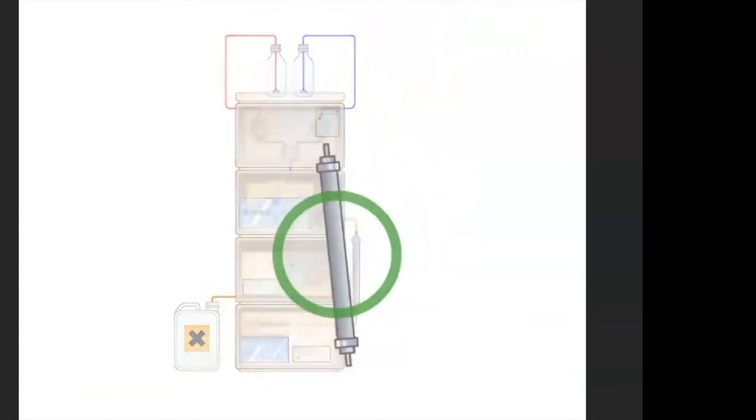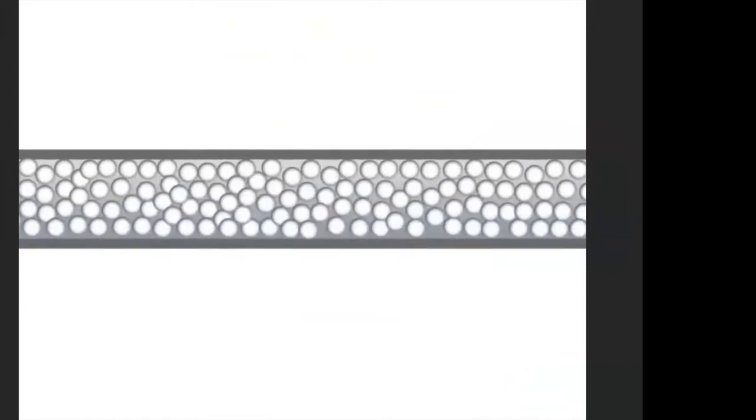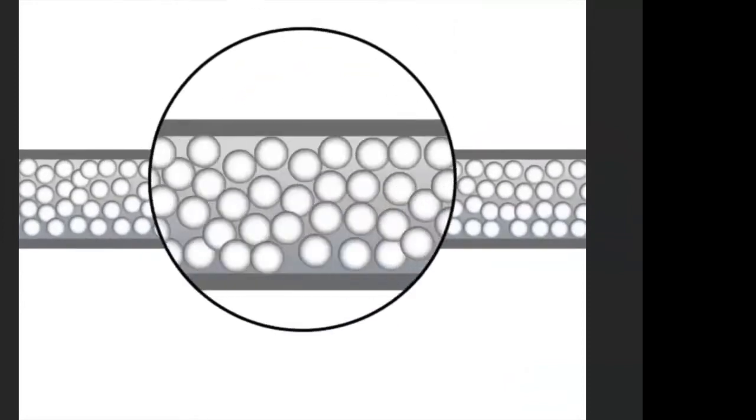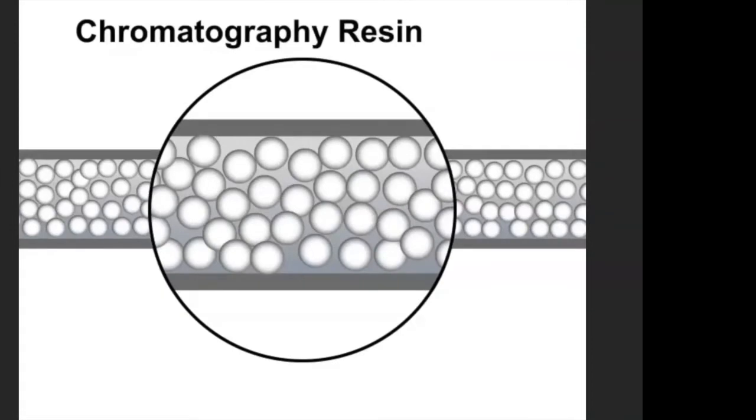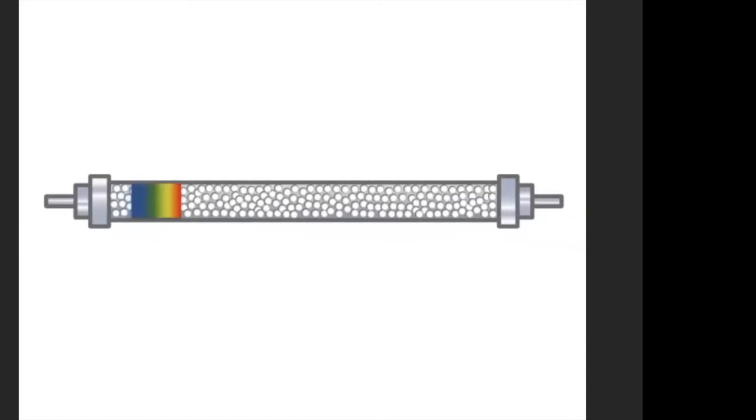The HPLC column is the key component of the system. It's composed of a metal or plastic cylinder packed with stationary phase material. The sample mixture flows through, interacting with the stationary phase as it flows by. Components interact with the stationary phase differently and travel down the length of the column at different rates.